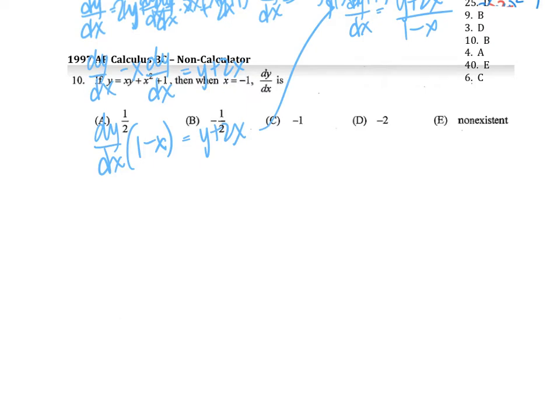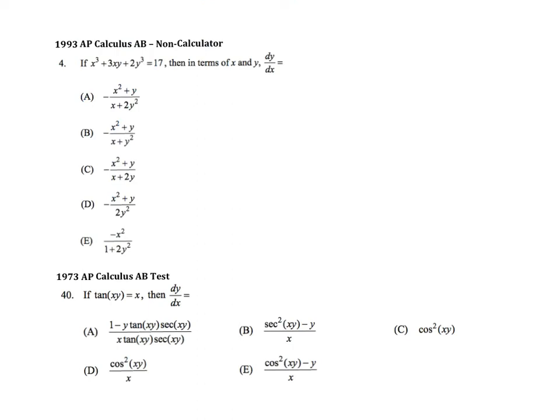If x is negative 1, we can plug that in to figure out what our y is. My y would equal negative 1y plus 1 plus 1, so 2y would equal 2, and my y would be 1. So I'm going to evaluate this at the point (-1, 1). When I plug that in, I'd get 1 minus 2 over 1 plus 1, which is negative 1/2. My final answer is negative 1/2. If you keep needing more practice, these are great questions for us.